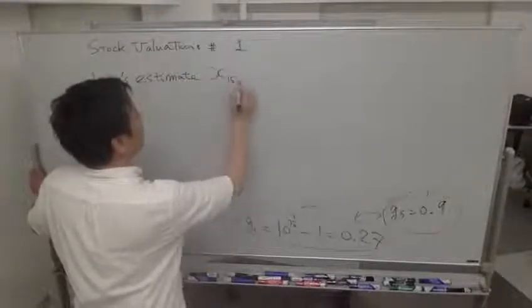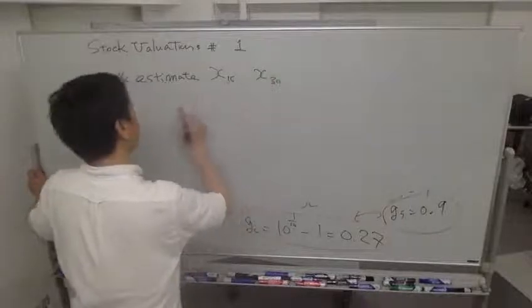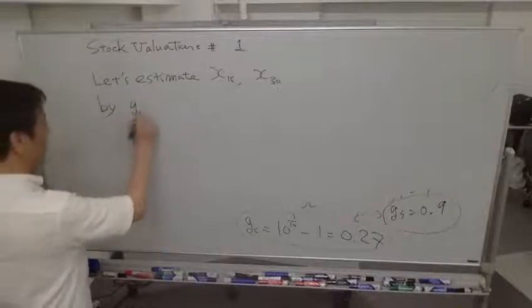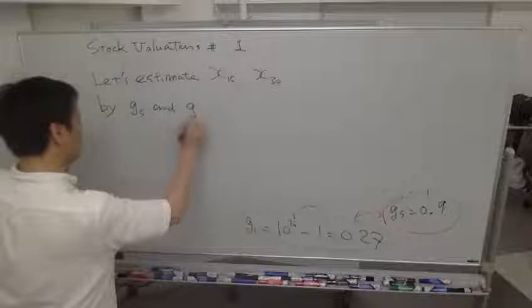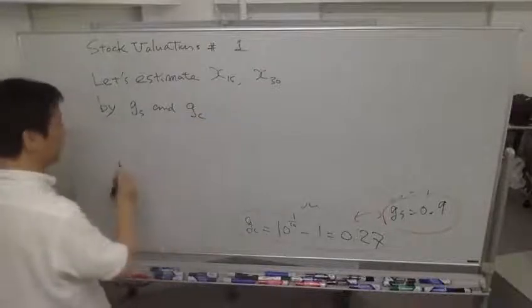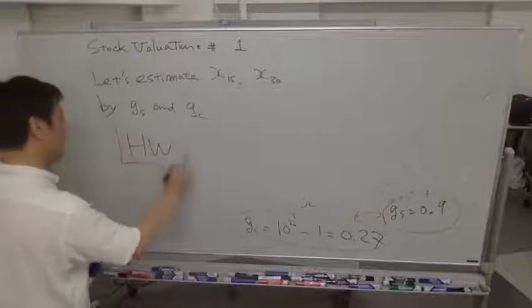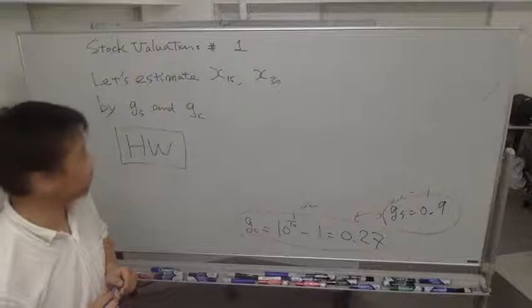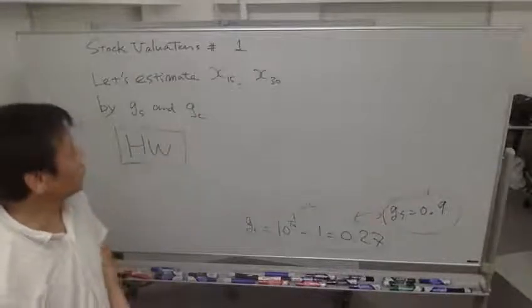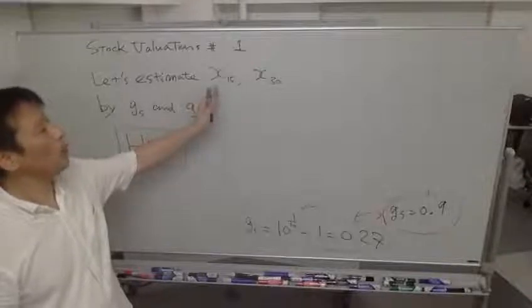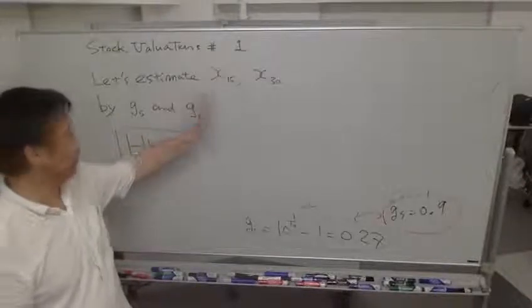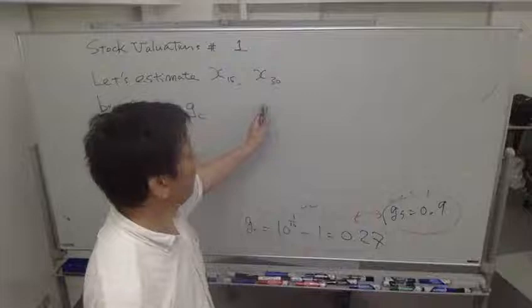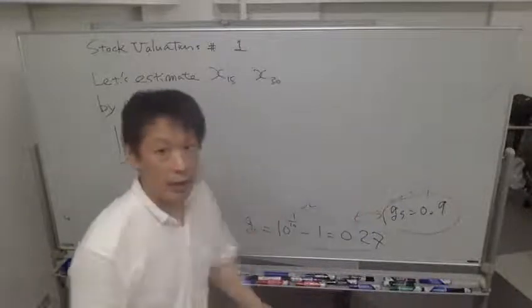x15 and x30 by using both GS and G compound. Please calculate these 4 values. What would be x15 with GS and x15 with GC, and respectively x30?